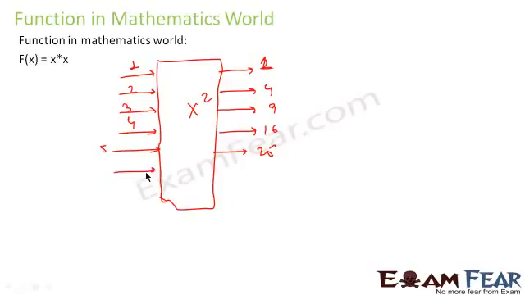Similarly, if you give a negative number, for example minus 3, then minus 3 whole squared is 9. This is a function which squares the input. This is input and this is output. If you give minus 2 as input, you get minus 2 squared, which is equal to 4. So this is a typical example of a function in the mathematics world. Whatever input you give, it squares the input and gives you the output.